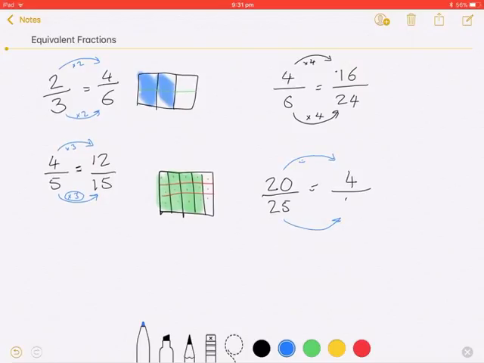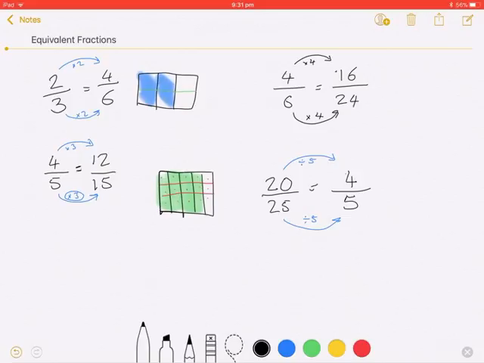So 20 divided by what is 4? If you know your times tables, it's 5, because I know 4 5s are 20. So if I divide the numerator by 5, I've got to divide the denominator by 5. And 25 divided by 5 is 5, so it's 4/5.